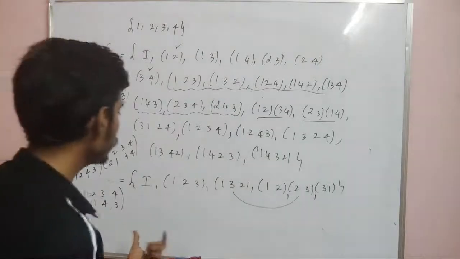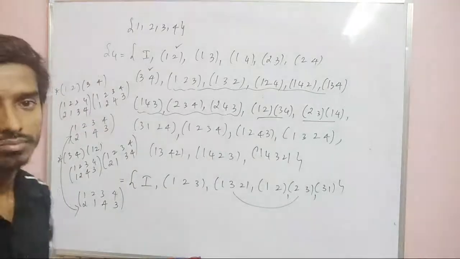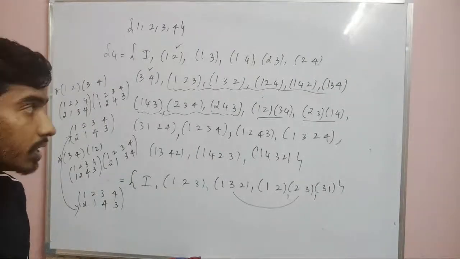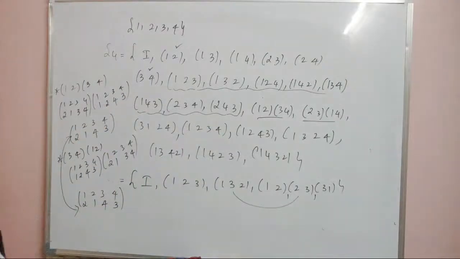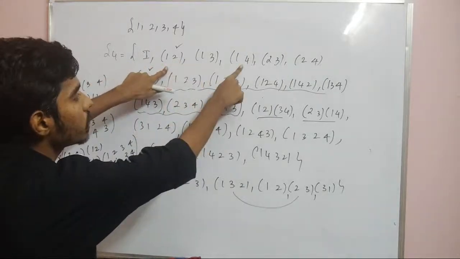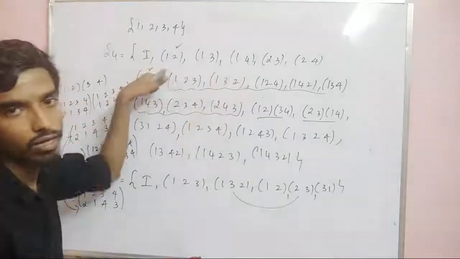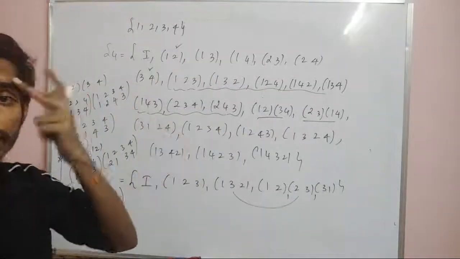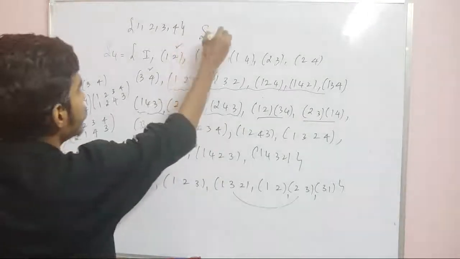But in S3 you cannot find two cycles that are disjoint, and S3 is not abelian. Remember very carefully: if every pair of cycles were disjoint, then the entire group would be abelian, because for a group to be abelian, every pair of elements has to commute. But here I can find two cycles which are not disjoint, for example (1 2) and (1 4). If I find the product of this into this and this into this, they will not be equal. So what we can conclude is Sn is non-abelian.